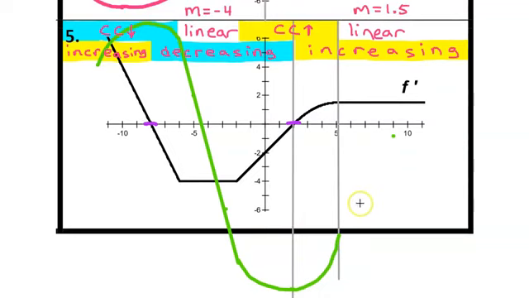In the last interval, f is increasing and linear, and specifically it should have a slope of 1.5. So that's 3 over 2. So I'm going to try to draw this in a way that it's going up 3 and over 2. So about like that. And that's it. This would be a possible graph of the original function f.